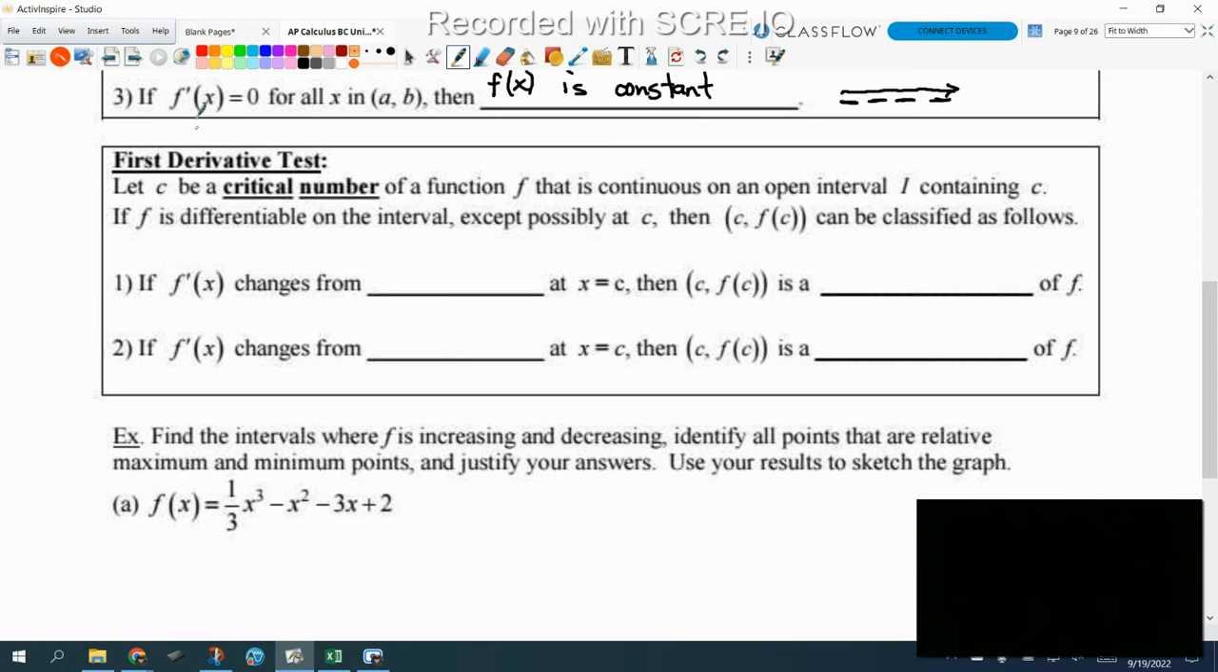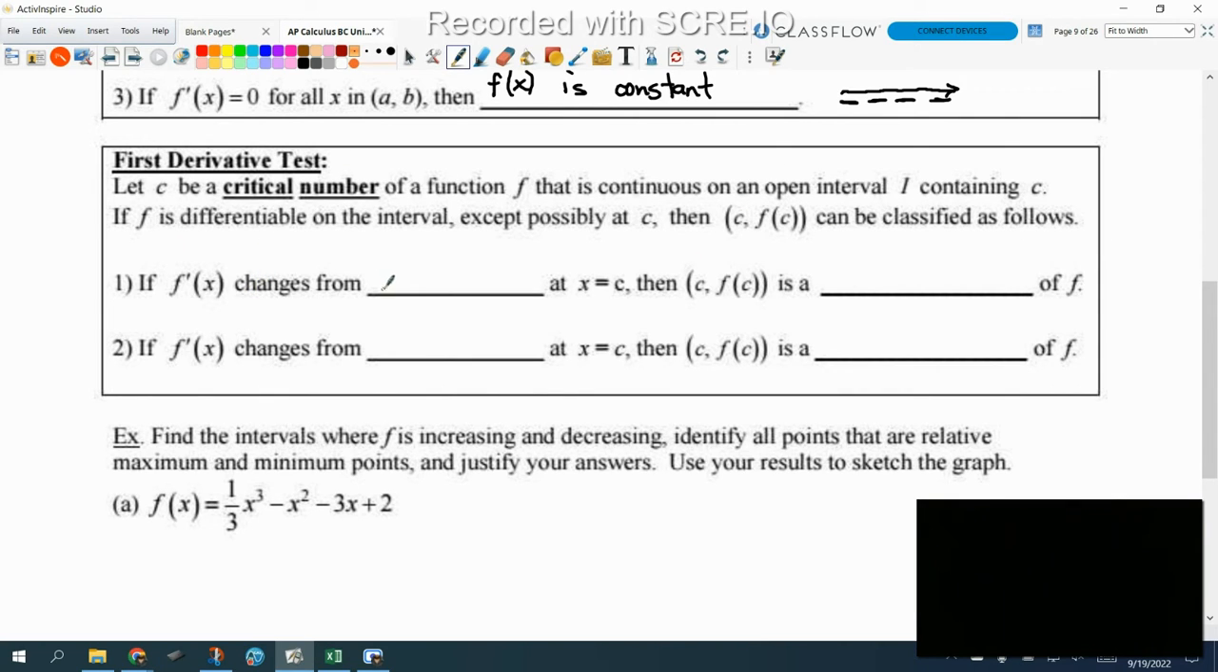All right, our first derivative test: let c be a critical number of a function f that is continuous on an open interval I containing c. So remember, a critical number means that f prime is equal to 0 or f prime is undefined, as we learned in a previous lesson. If f is differentiable on the interval, except possibly at that point, because remember, a critical number can include where f prime is undefined at that point, then we can classify that point c, f of c as follows.